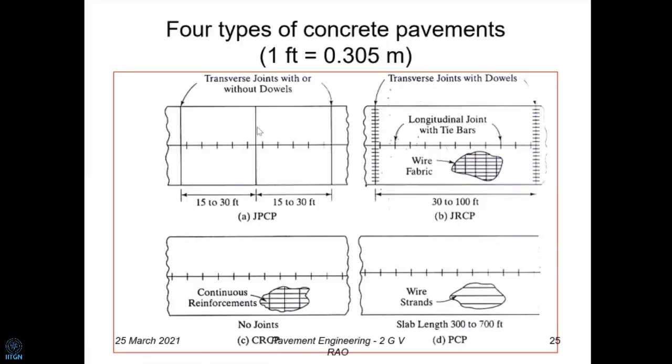At the top left-hand side, that was the jointed plain concrete pavement. On the top right-hand side, we have a jointed reinforced concrete pavement. So here also joints are there. And you see here now, he has given some lengths also. You convert it, divided by 3. So between 10 to 30 meters, the joint can be there. And usually, they are transfer joints with dowels. Okay. Now, there can also be continuous reinforcement.